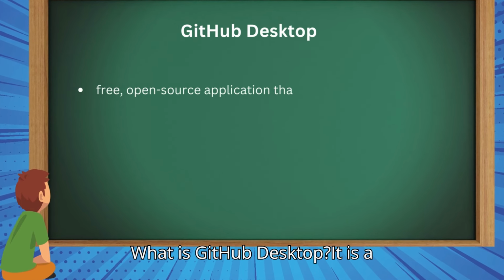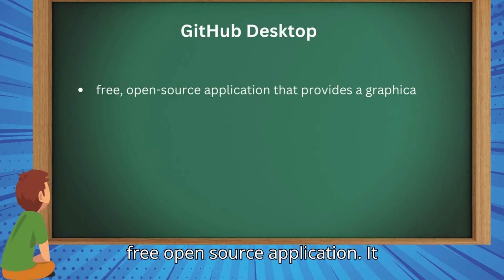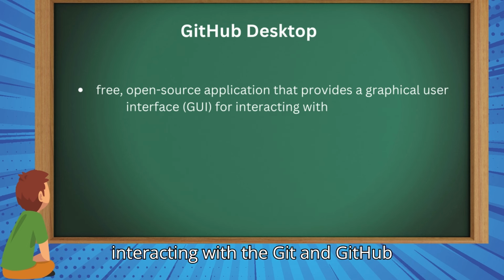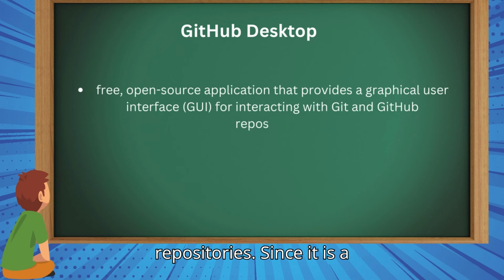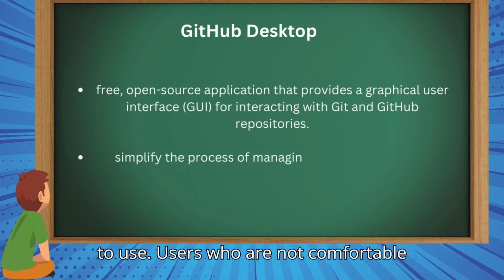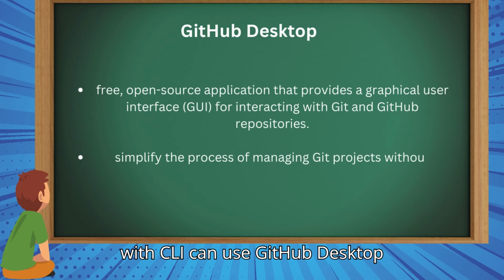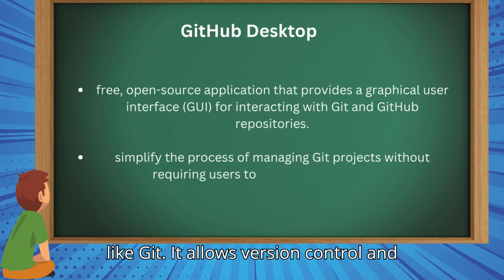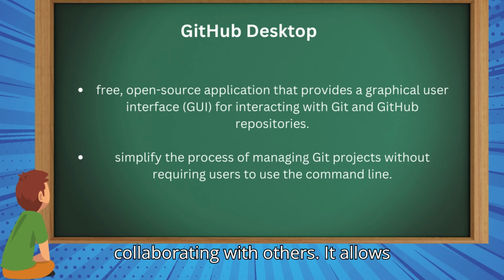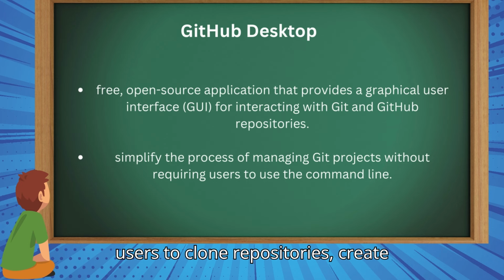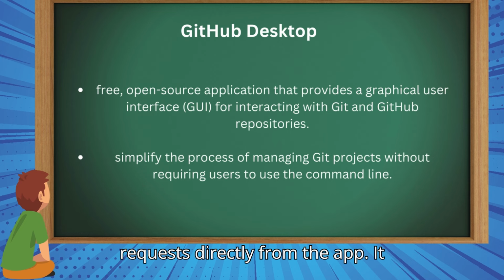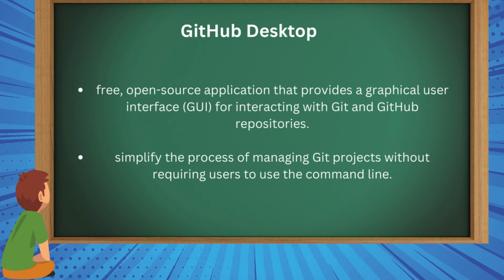What is GitHub Desktop? It is a free open source application. It provides a GUI for interacting with the Git and GitHub repositories. Since it is a graphical user interface, it is easy to use. Users who are not comfortable with CLI can use GitHub Desktop. Like Git, it allows version control and collaborating with others. It allows users to clone repositories, create branches, push changes, and manage pull requests directly from the app. It provides a clear view of the commit history.